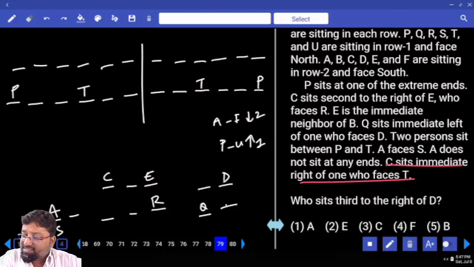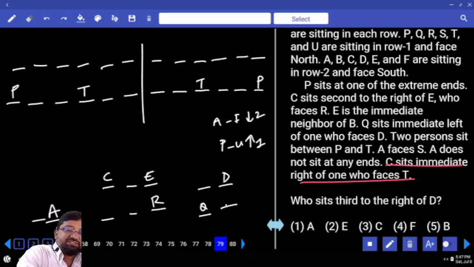Next, C sits to the immediate right of the one who faces T. Who is facing T? This person. Immediate right. This is C, kada? C sits to the immediate right of the one who faces T. This is E.